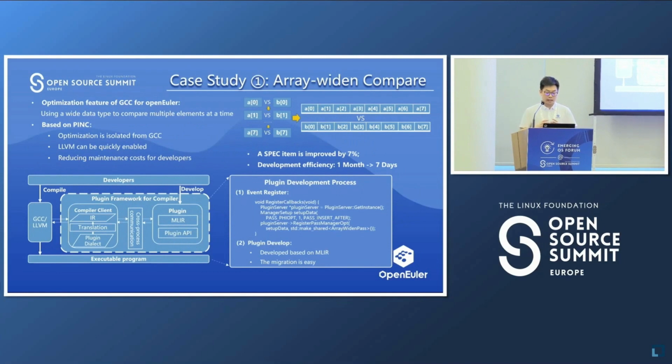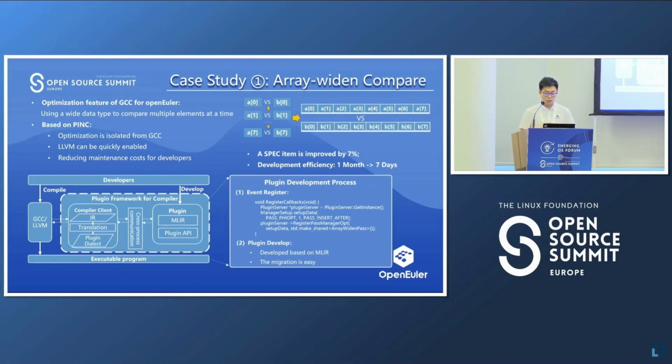Next, let us look at two cases. The first case is an optimization pass, which is a rewritten compare. This is an optimization feature of GCC for OpenEuler. It can use a wide data type to compare multiple elements at a time. With this optimization, we can improve the performance of a SPEC item by 7%.